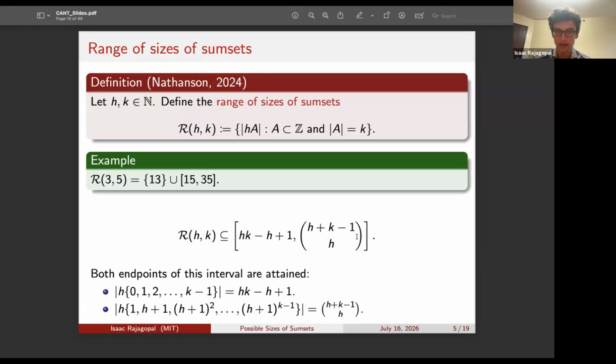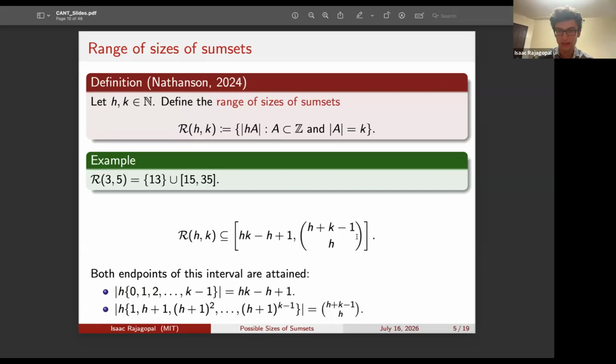And the maximum size of these sumsets will be achieved when there's no additive relations of size h between the elements of A. So for example, if A is powers of h plus 1, then we'll get this maximum size, h plus k minus 1 choose h. And it's sort of a stars and bars argument to show that you can't get more than this.